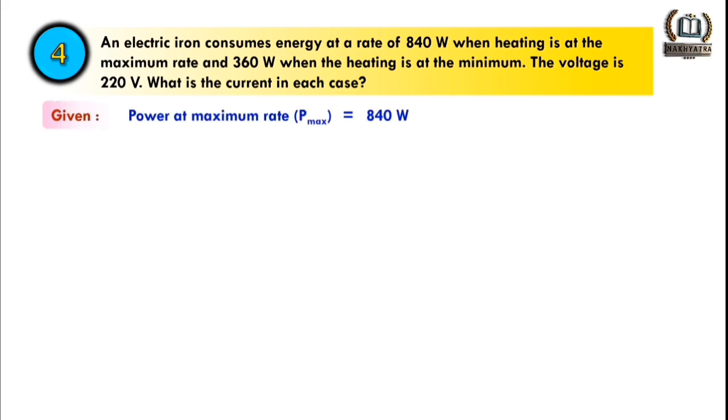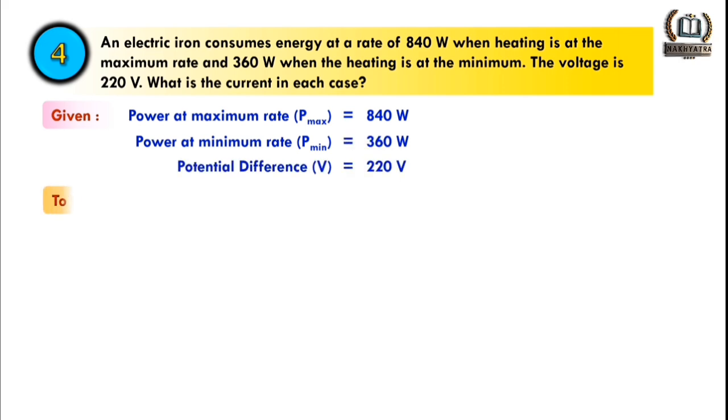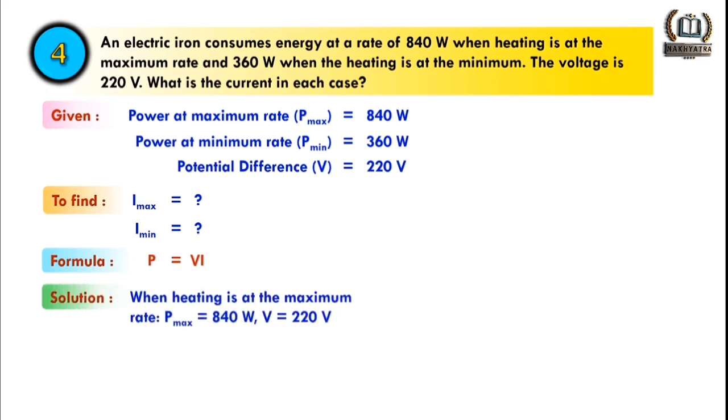Okay, now see here, power at maximum P max equal to 840 watt and power at minimum it is given 360 watt and the potential difference is 220 volt. So we have to find out the current max and current minimum. Okay, now see here we will use the power formula, that is power equal to V into I. Now see the solution. So for the first case, when heating is at the maximum rate, that is when power is maximum, that is 840 watt. Here the potential difference, the voltage, is the same, it is 220 volt for both maximum and minimum. So for finding out the P max, we will use V into I max.